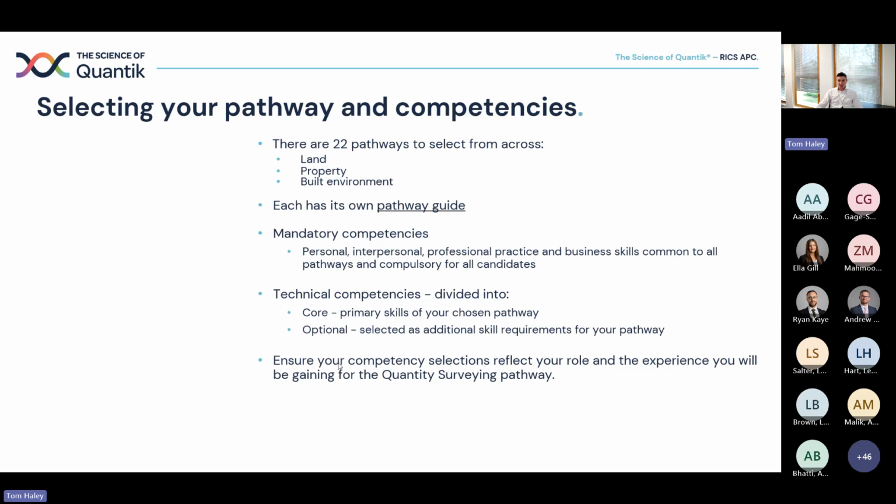Little tip, ensure your competency selections reflect your role and the experience you'll be gaining. So the optional competencies are quite broad, they're very broad. So pick the ones that suit, and I'll show you what they are, but pick ones that are relevant to your day-to-day role. If you don't do them, don't pick them.